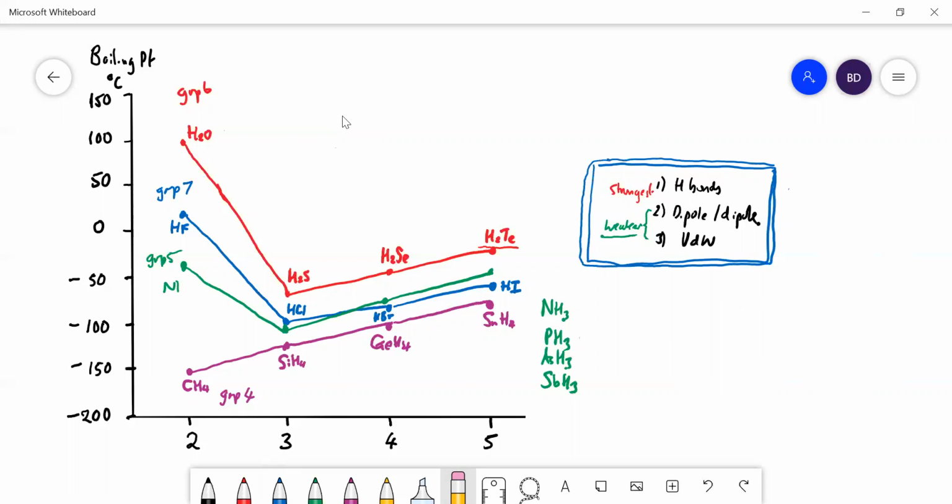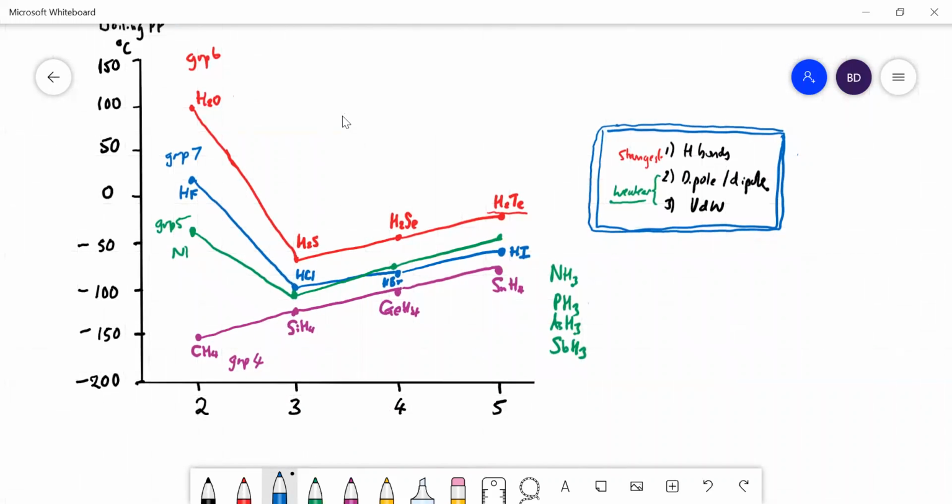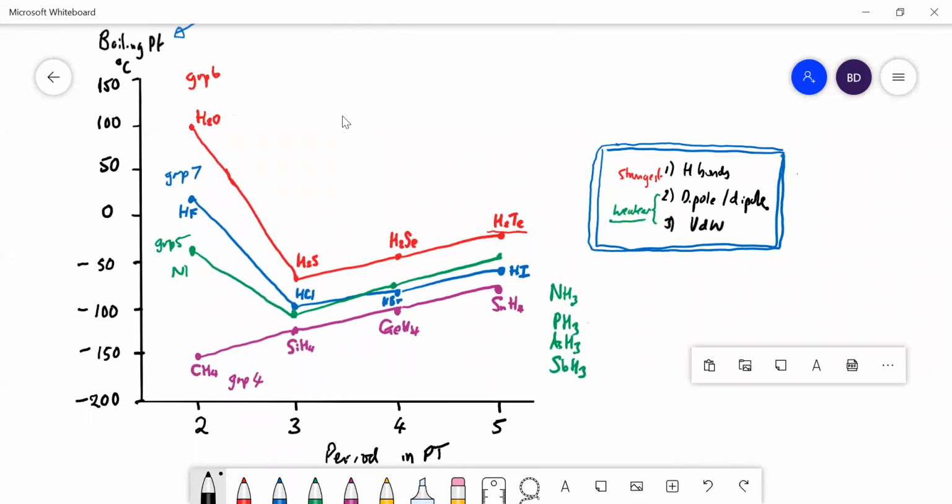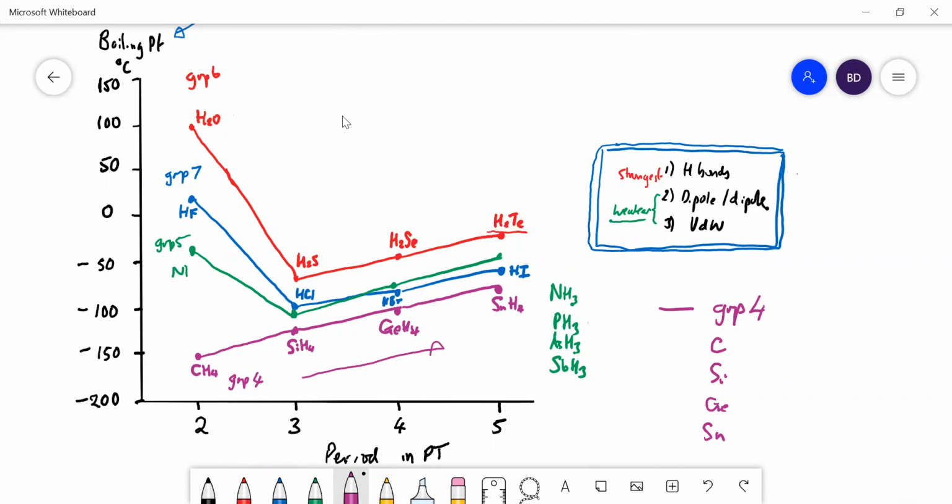We've got the boiling point up here on this axis, which is an indication of the strength of the intermolecular forces. And on the bottom axis, we've got the period in the periodic table. If we look at the purple line first of all, I'm looking at the group 4 elements, and we're looking at the compounds they form with hydrogen. So group 4, we've got carbon, then silicon, then germanium, and then tin. You can see here that the group 4 hydrides, the boiling points increase steadily as you go down.